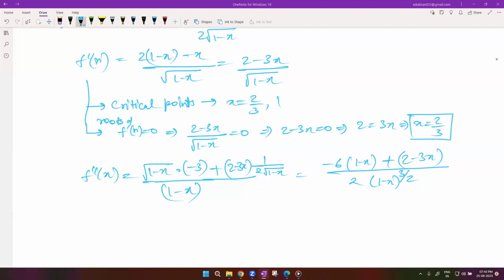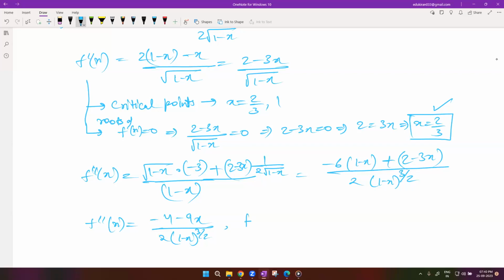So we can further solve this f double dash x. Now, as there is no closed interval, so there is only one value to consider, which is x equals 2 by 3. So this becomes minus 6 plus 6x, okay, minus 6 plus 2, minus 4 minus 9x, divided by 2 times (1 minus x) to the power 3 by 2.